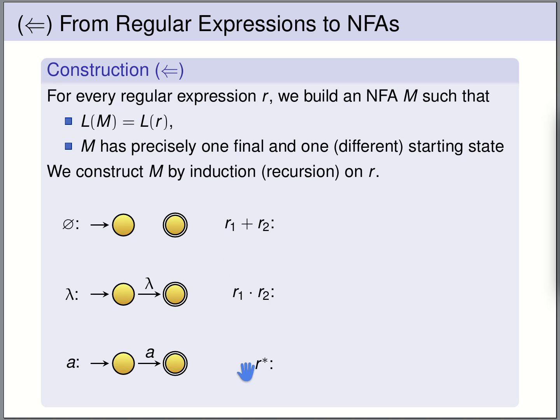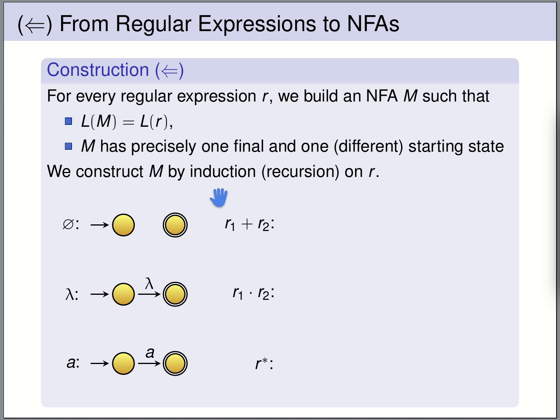Now we will look at the inductive cases. If we want to create an automaton for R1 plus R2, we assume that we have already translated R1 and R2 into non-deterministic finite automata, and we assume that they have these properties, namely that they have one starting state and one final state that are different from each other.